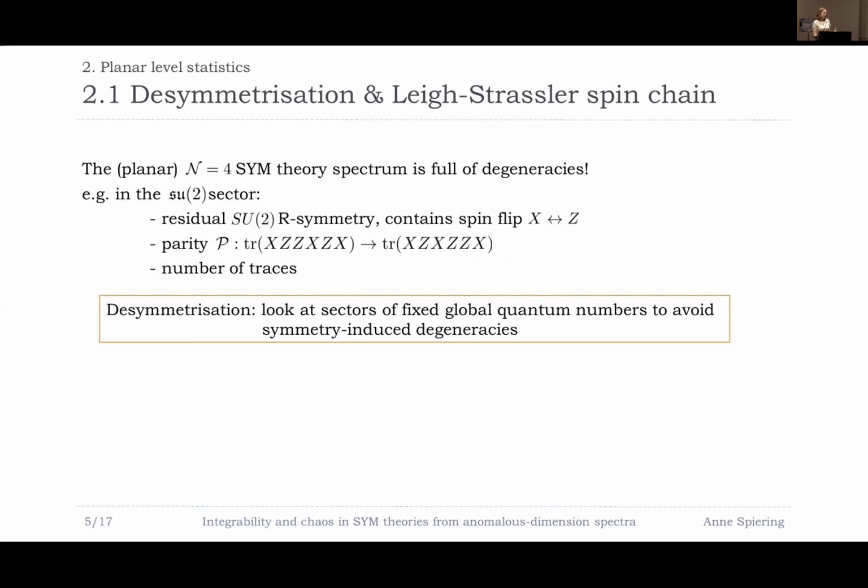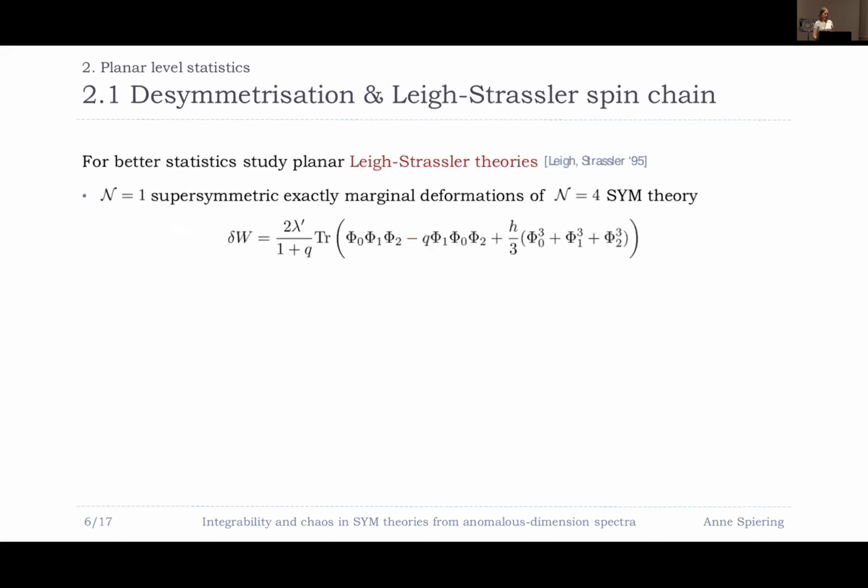And now, this desymmetrization is great to remove degeneracies and symmetries, things that we already know. But the problem here, though, is that in the end, we'll do a statistical analysis of the spectra. And this desymmetrization can quite drastically reduce the size of the spectrum. And so this will make the statistics poorer in the end. And for this reason, we did not only look at pure N=4, but also marginal deformations of N=4, where there are fewer symmetries, and so the sectors are generally bigger.